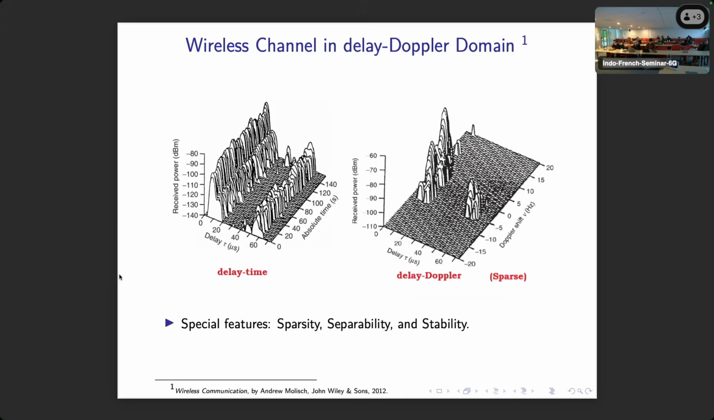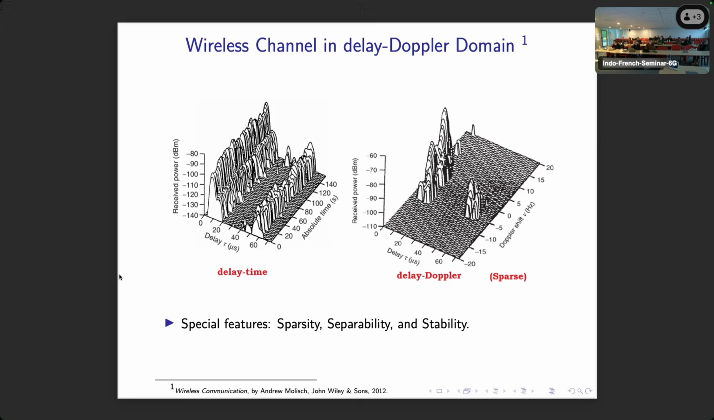What is the benefit of representing a wireless signal in the delay Doppler domain? In the delay time domain, this diagram is from the book Wireless Communication by Andrea Goldsmith. The frequency response for a particular scenario is shown here. This axis is delay, this is absolute time, and this is the received power in dBm. As you can see, this response is not sparse, whereas the same response viewed in the delay Doppler domain becomes sparse.